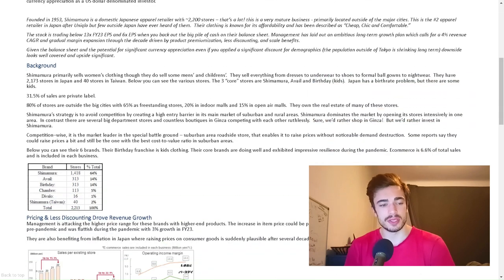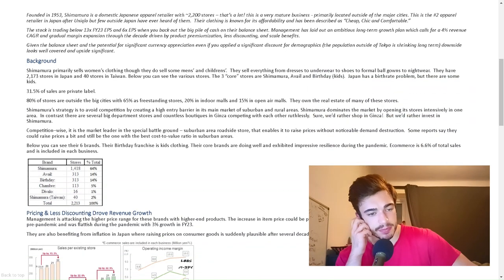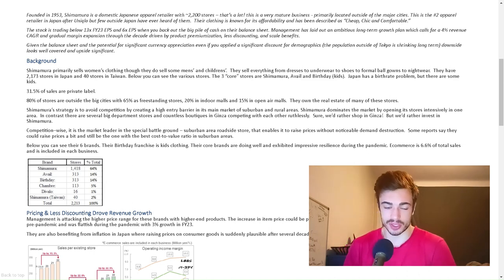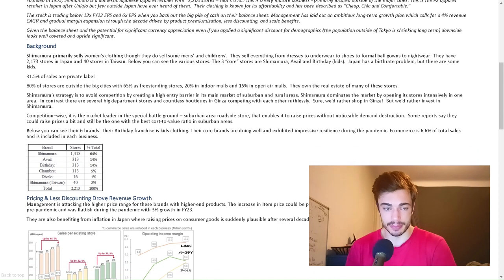Founded in 1953, Shimamura is a domestic Japanese apparel retailer with 2,200 stores. That's a lot. This is a very mature business, primarily located outside of the major cities. This is the number two apparel retailer in Japan after Uniqlo, but few outside Japan have ever heard of them. Their clothing is known for its affordability and has been described as cheap, chic, and comfortable. The stock is trading below 13x FY23 EPS and 6x EPS.